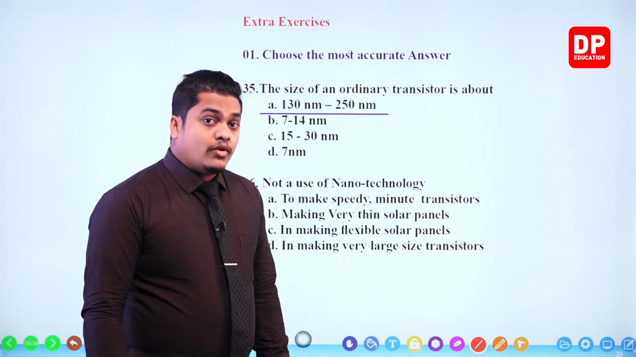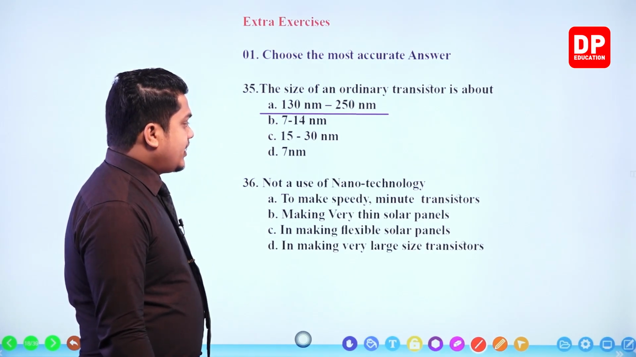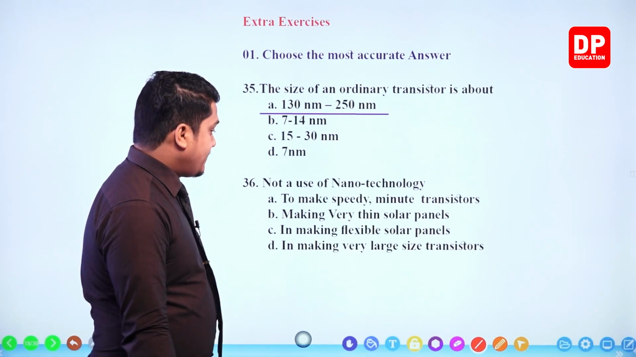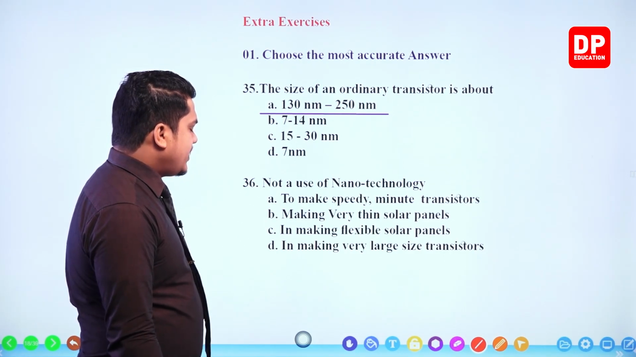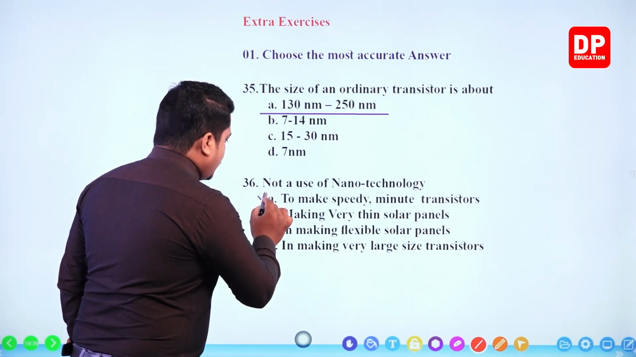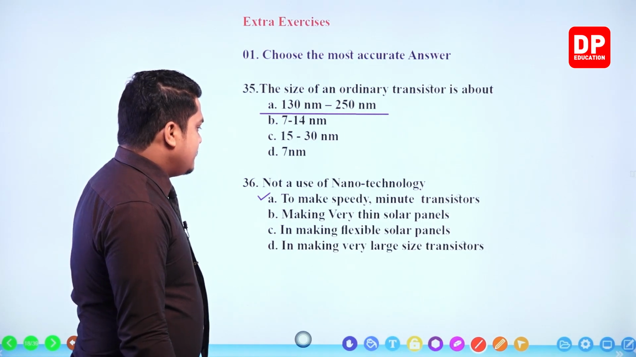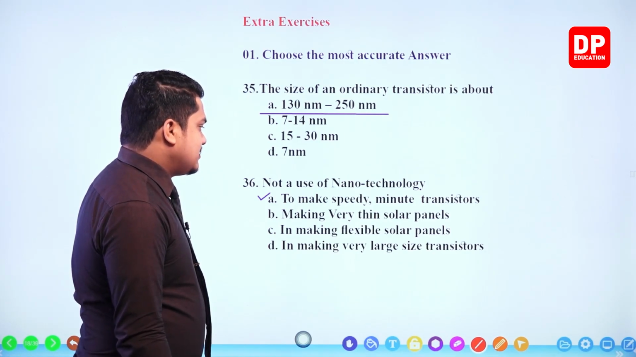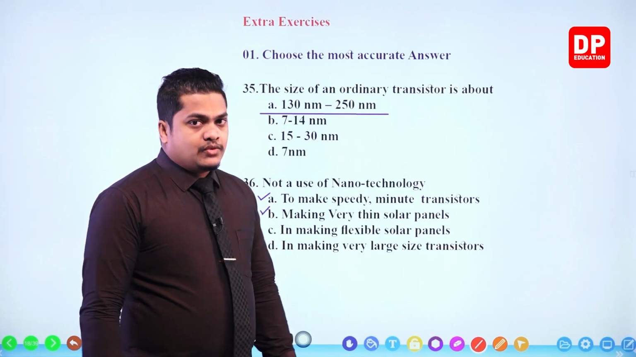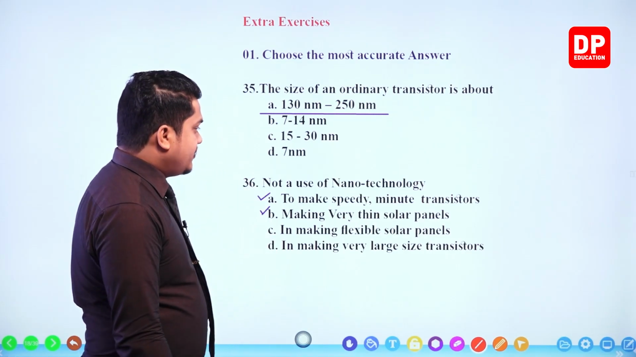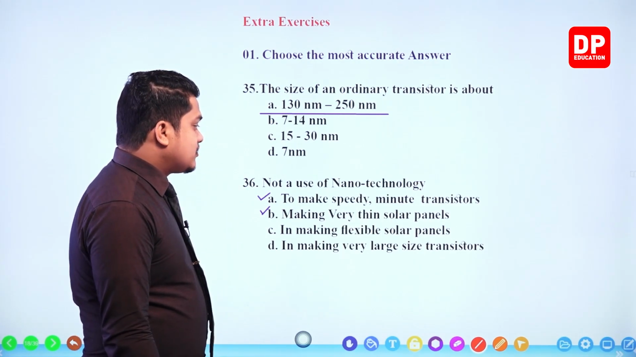Okay, ordinary transistor. Right. Next one, not a use of nanotechnology. Not a use, okay. To make speedy minute transistors. It's a use, right? It's correct, no problem. It's a good use. To make speedy and minute transistors, it is correct. Making very thin solar panels. It is also a use, no? To make very thin and flexible solar panels, we use the technology of nanoparticles. That is correct. In making flexible solar panels, once again correct.